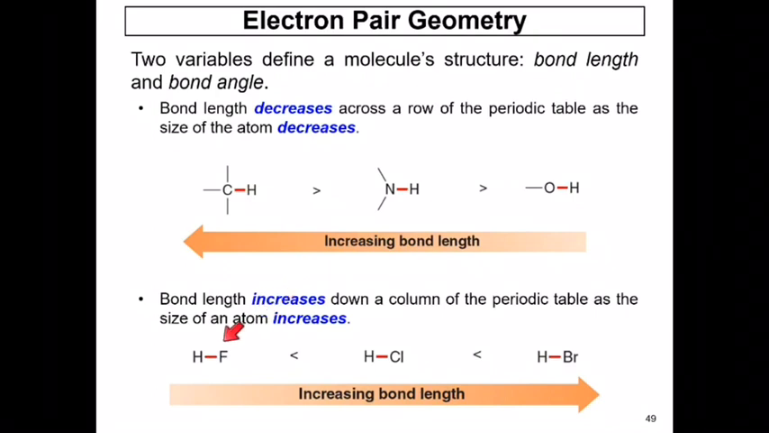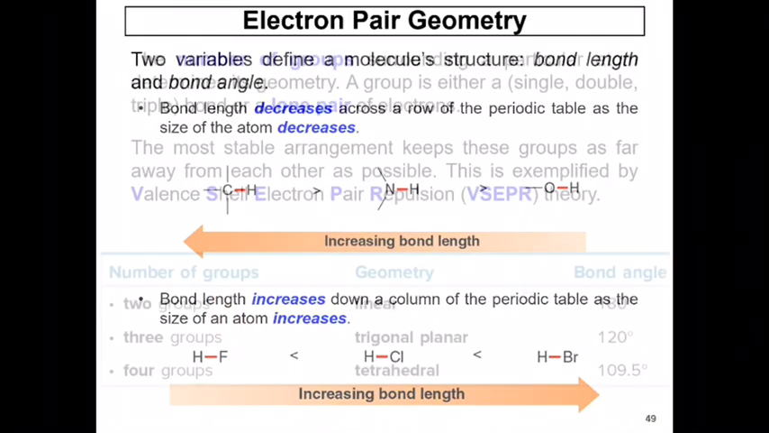And here's another example. We have a hydrogen-fluorine bond versus a hydrogen to chlorine bond versus a hydrogen to bromine bond. Since all three atoms are bonded to hydrogen, we only need to compare the atomic size of fluorine, chlorine, and bromine. In the periodic table, the trend in atomic size is that it increases from top to bottom. So bromine is the largest, followed by chlorine and then fluorine. And since bromine is the largest among the three, the bond between hydrogen and bromine will be the longest, and the bond between hydrogen and fluorine would be the shortest.